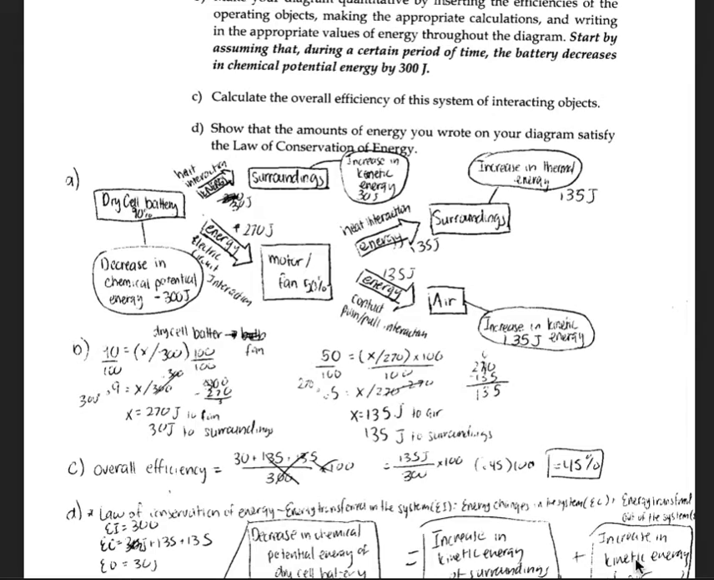Here are my answers for Unit EM Activity 6 summary questions. So for Part A, I drew the diagram. This is the dry cell battery. It decreases in chemical potential energy.